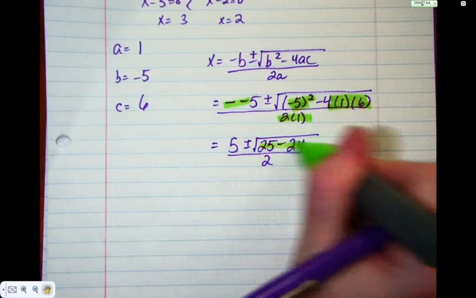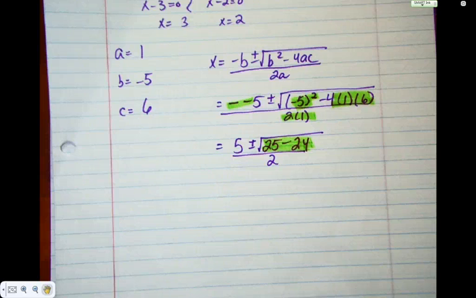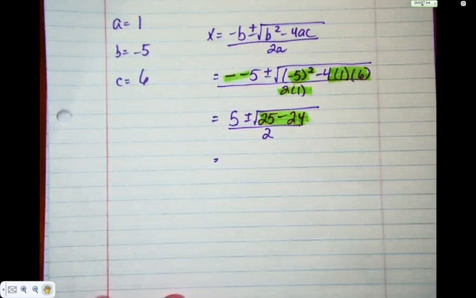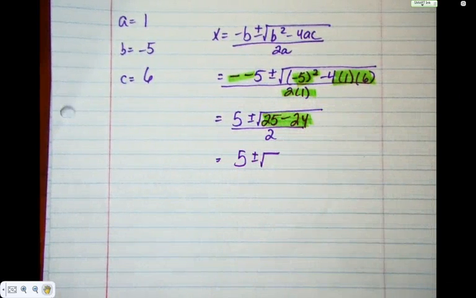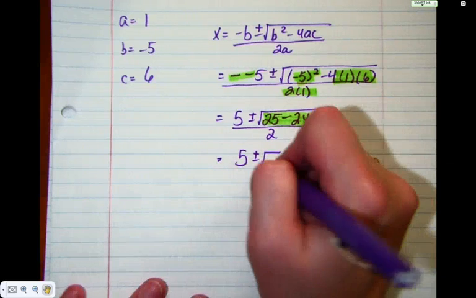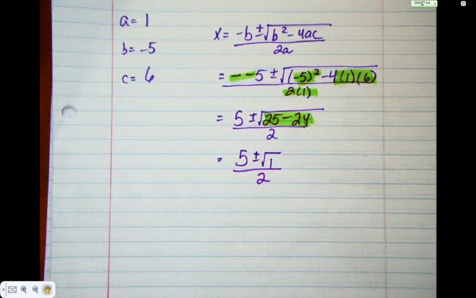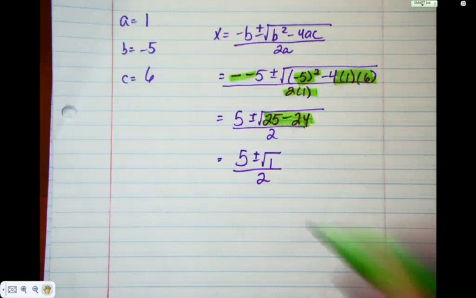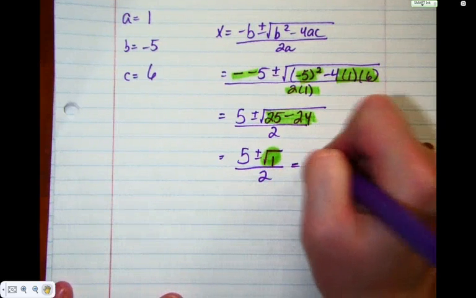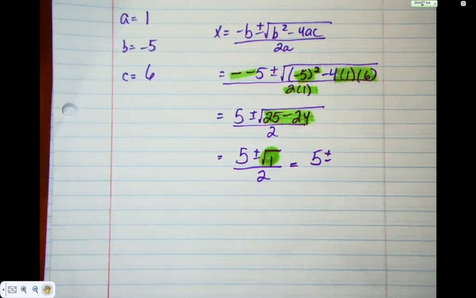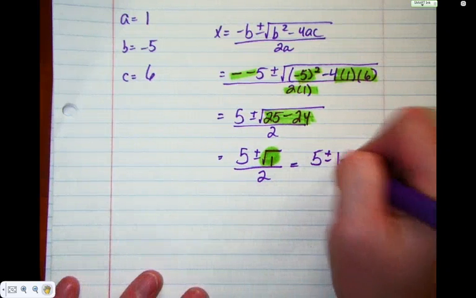Now I'm just going to simplify under that radical because we know there's assumed brackets. So BEDMAS says I go to the brackets first. So this is 5 plus or minus the square root of 1 divided by 2. Now, if I can, I evaluate the radical. So if it's a perfect square, we do. If it's not, we just leave it. So this is 5 plus or minus 1 divided by 2.